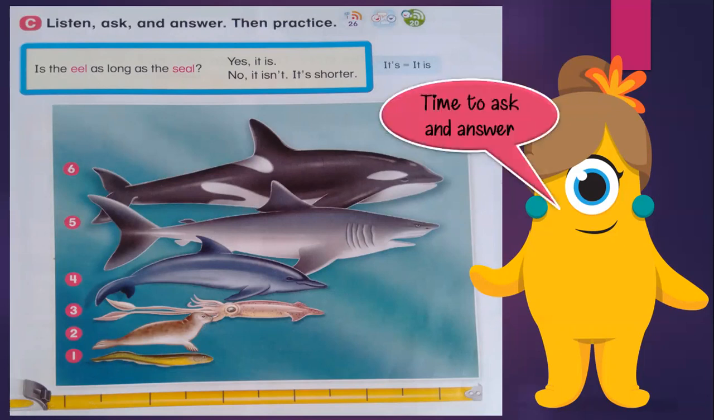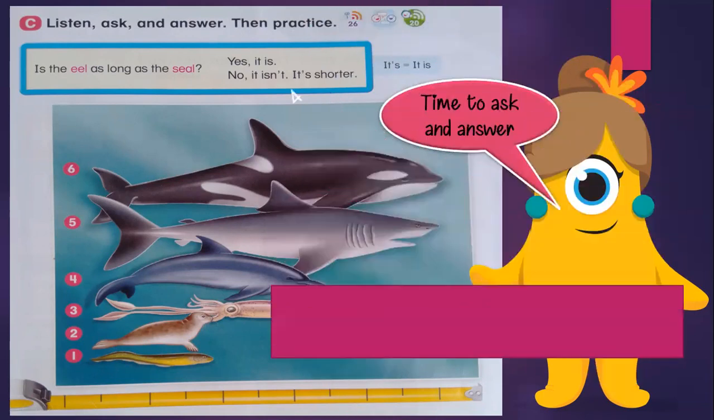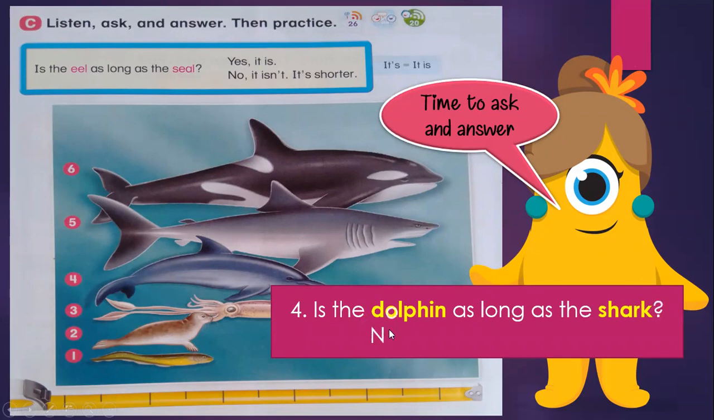So it's time to ask and answer in this case. Number 4 will be, is the dolphin, because we are talking about the dolphin, as long as, number 5, as long as the shark? So the answer is, no, it isn't. It's shorter. If you compare the dolphin with a shark, you could see that the dolphin is shorter.